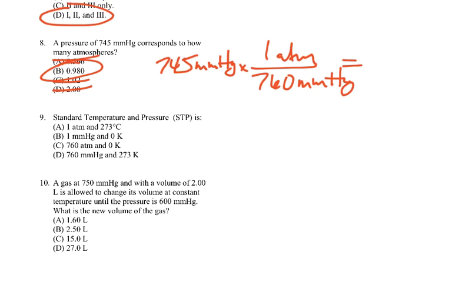Okay, standard temperature and pressure. Okay, that's just a memory thing. Okay, 1 atmosphere, that sounds good. 273 Celsius, that's wrong. 1 millimeter, no, that's wrong. 760 atmospheres, no, that's wrong. 760 mmHg, 273 Kelvin, that's the answer right there. So just which one has the right numbers.